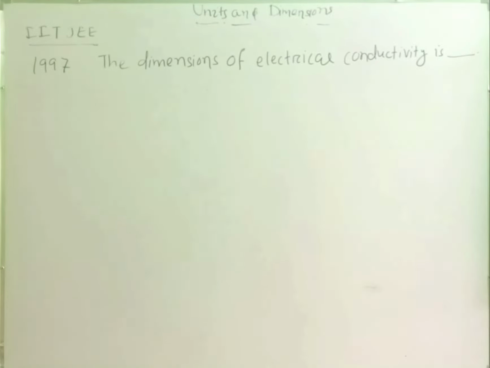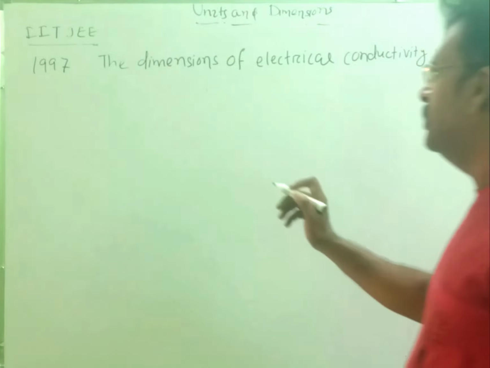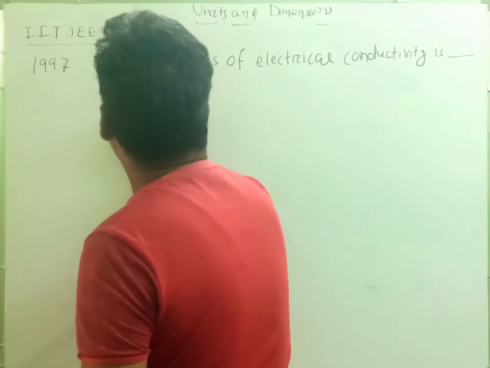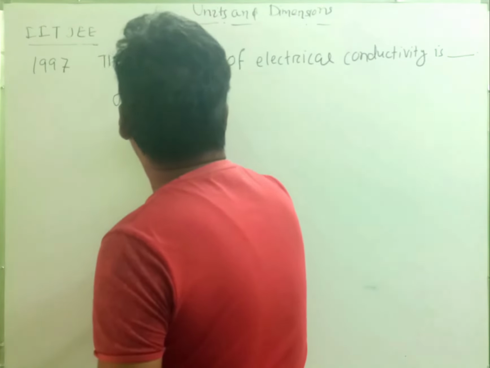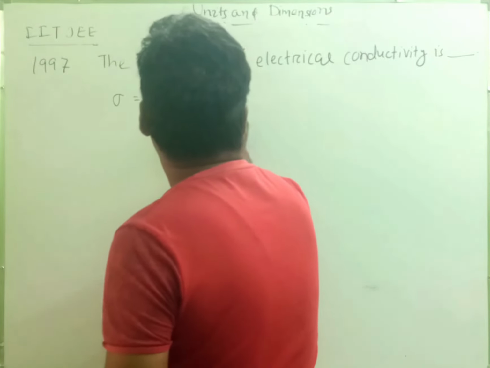Students, this question was asked in the year 1997 in IIT JEE. The dimensions of electrical conductivity is. What is electrical conductivity, students? That is denoted by the Greek letter sigma, and this is called electrical conductivity.